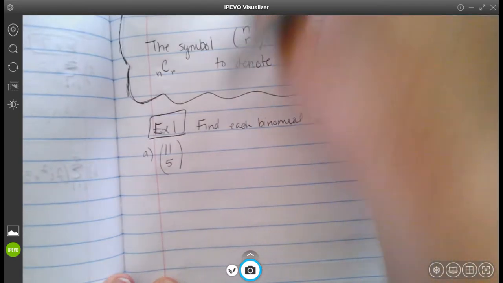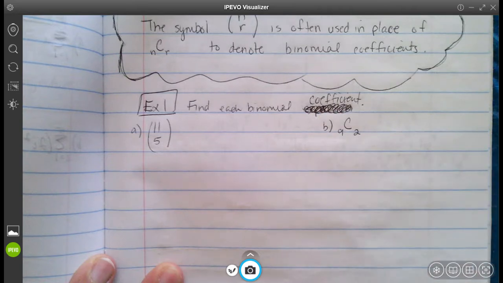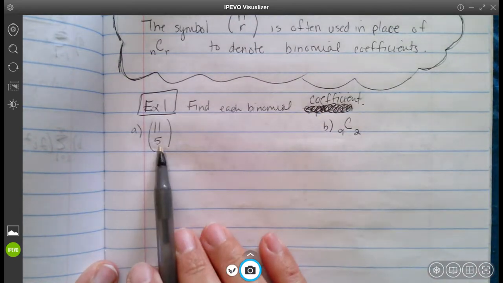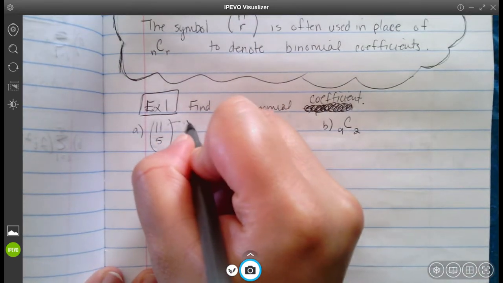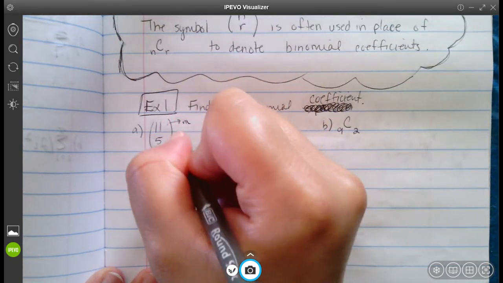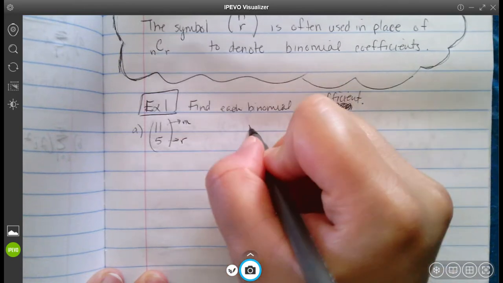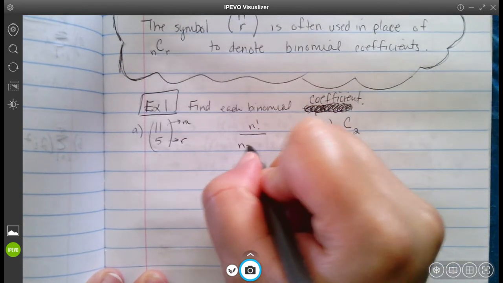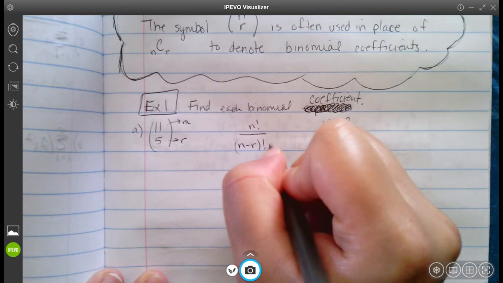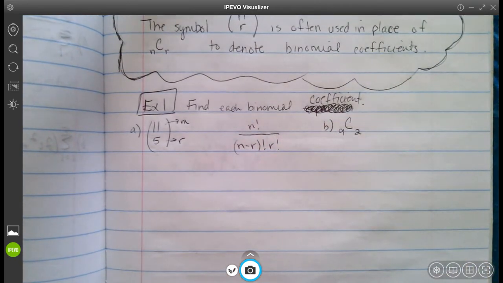Example number 1 says find each binomial coefficient. I do apologize, I'm out of whiteout, so lots of scribbles, sorry. All we're going to do is plug these in. This is n, this is r, and we plug them into the formula. Remember, our formula is n factorial over n minus r factorial times r factorial. We've dealt with factorials before, so this shouldn't be too bad.